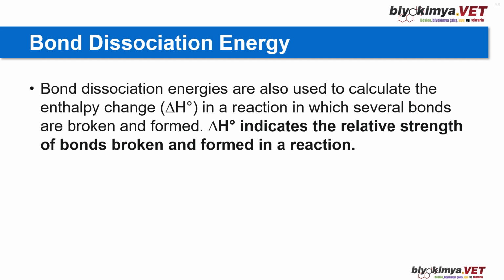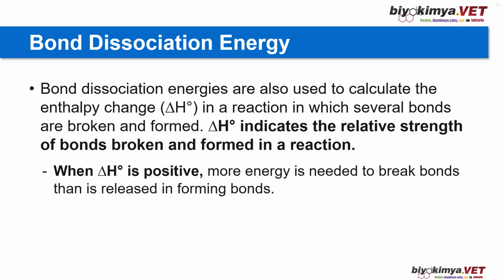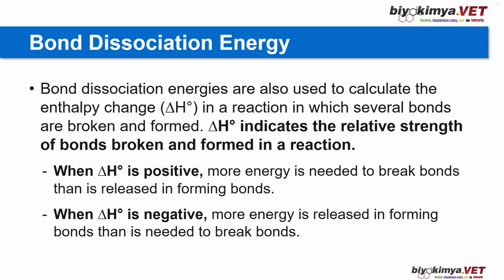Bond dissociation energies are also used to calculate the enthalpy change in a reaction in which several bonds are broken and formed, so to calculate the overall enthalpy change. Enthalpy change indicates the relative strength of bonds broken and formed in a reaction. When positive, more energy is needed to break bonds than is released in forming bonds. The bonds broken in the starting material are stronger than the bonds formed in the product. When the enthalpy change is negative, more energy is released in forming bonds than is needed to break bonds. The bonds formed in the product are stronger than the bonds broken in the starting material.